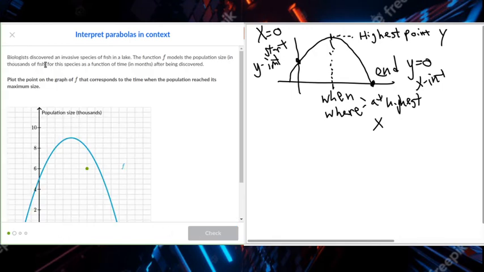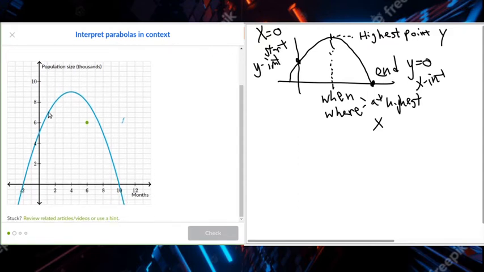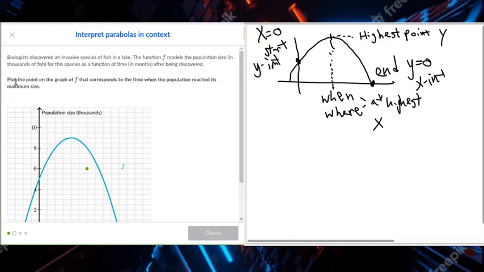Next question. Biologists discovered an invasive species of fish in a lake. The function f models the population size in thousands of fish for this species as a function of time in months after being discovered. So how many fish are there, and how much time passed? The y-axis is how many fish, and the x-axis is how much time. Plot the points on the graph of f that correspond to the time when the population reached its maximum size.